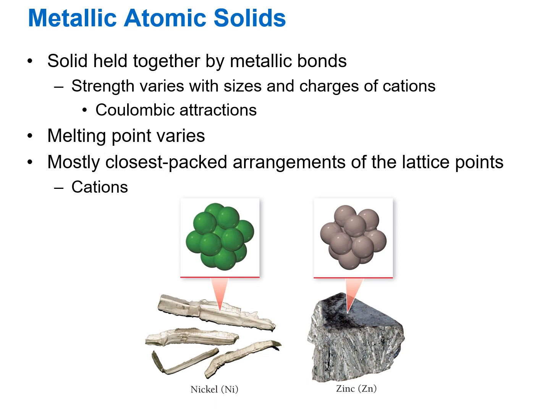So metallic ions are going to be held together with metallic bonds, and I described what those were just a moment ago. It's that general sharing of electrons throughout the structure without electrons being necessarily localized over one particular nucleus. And in this scenario, the strength of these bonds is going to vary with the sizes and the charges of the cations, which means the sizes and the charges of the metals involved. Now that means then that the melting points are going to vary. And the most closely packed arrangements of lattice points are going to be what we see here.